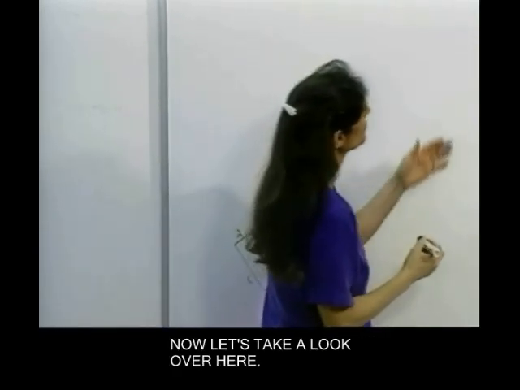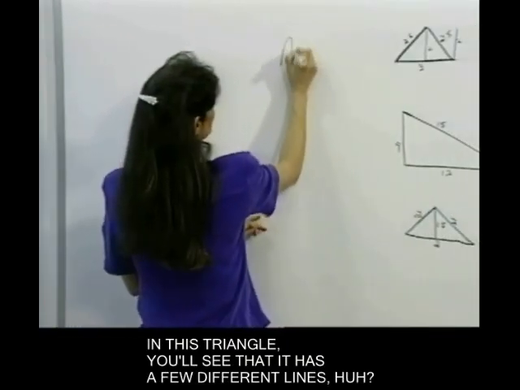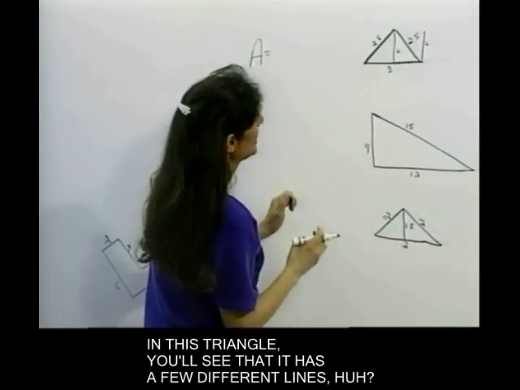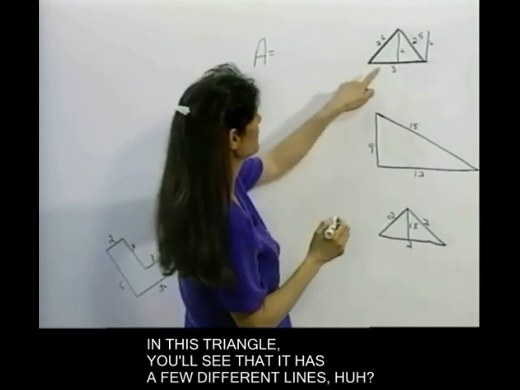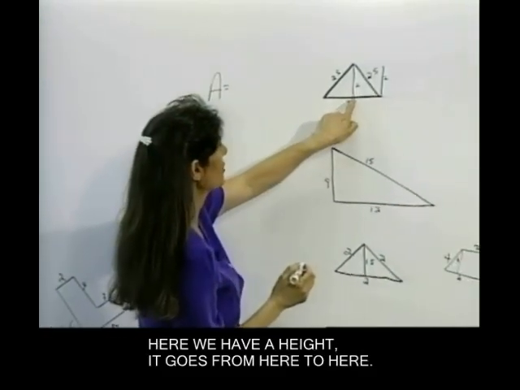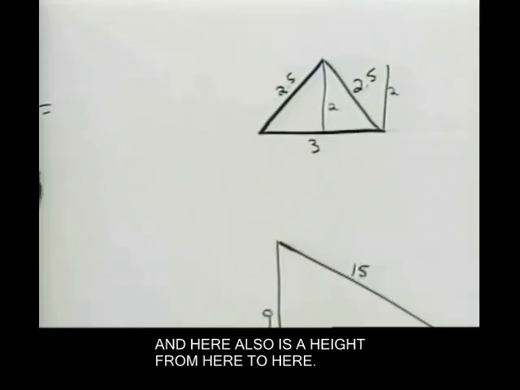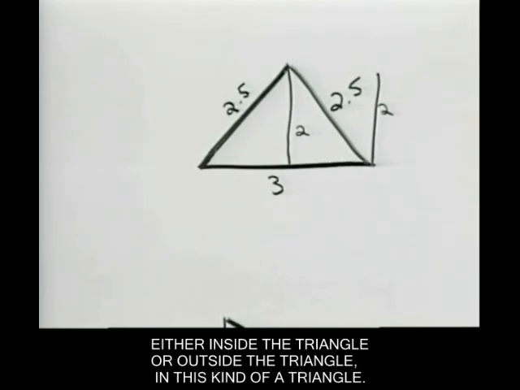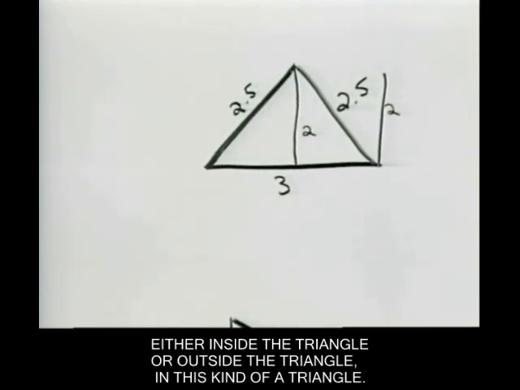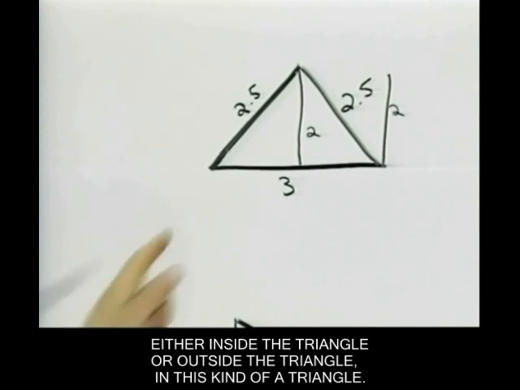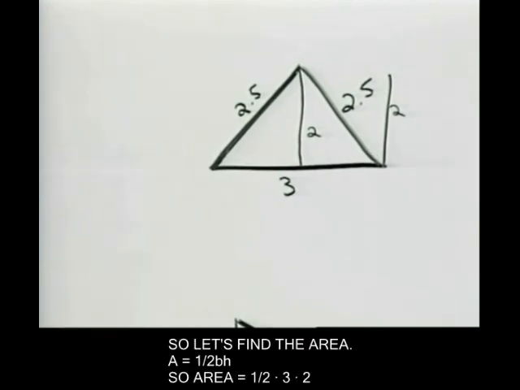Well, let's take a look over here. In this triangle, you'll see that it has a few different lines. Here we have a height. It goes from here to here. And here also is a height from here to here. You can measure the height of a triangle either inside the triangle or outside the triangle, and in this kind of a triangle. So let's find the area.